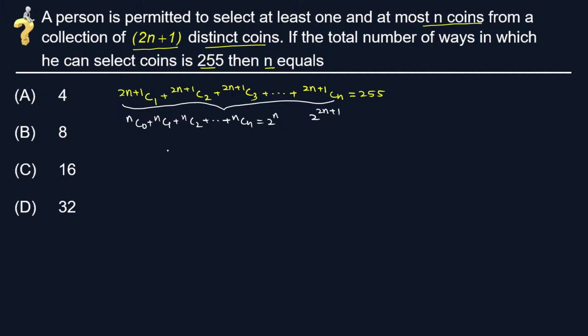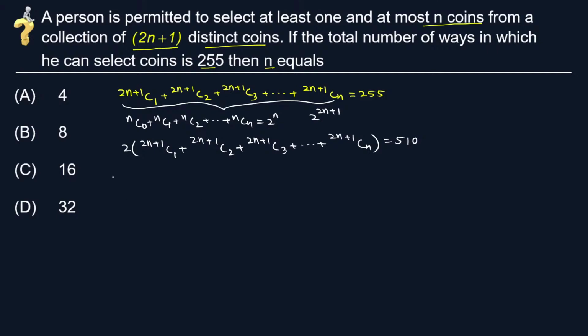But to use this formula, what I'm trying to do is, I'm simply multiplying this equation with 2, both sides. So what are we getting? In the left hand side, the same thing is there. And in the right hand side, we are getting 2 times 255, which gives us 510.